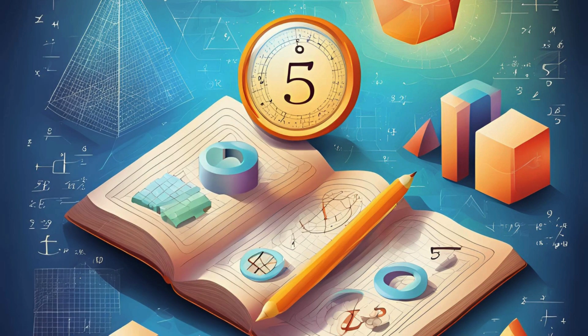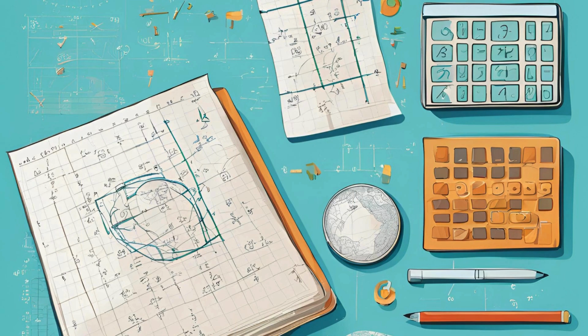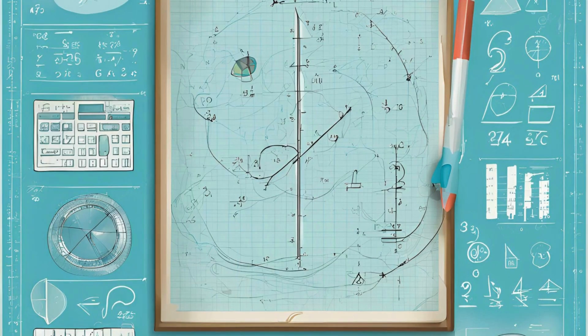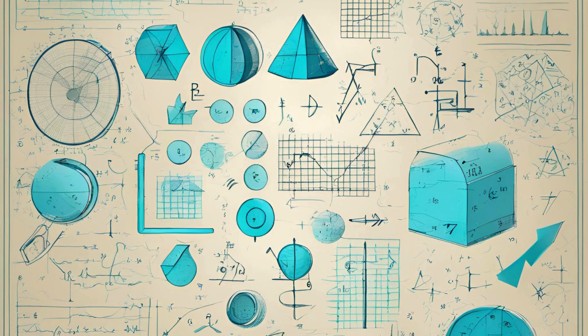Next question. What is the difference between a cone and a pyramid? A cone has a circular base and a curved surface that tapers to a point, while a pyramid has a polygonal base and flat triangular faces that meet at a point. Exactly. Last question. Can you draw the net of a cube?